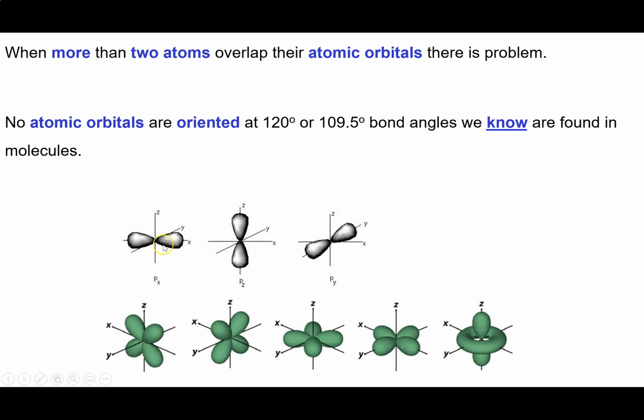There's no way for p orbitals to overlap in anything other than a 90-degree bond angle, because the set of three p orbitals are oriented along the x, y, and z axes. Similarly, if we look at the set of 5 d orbitals, the angles between them, again, are 90 degrees. So how are orbitals meant to overlap efficiently with bond angles of 120 degrees or 109.5 degrees? We know these angles are observed in molecules, and you saw that in the lab.